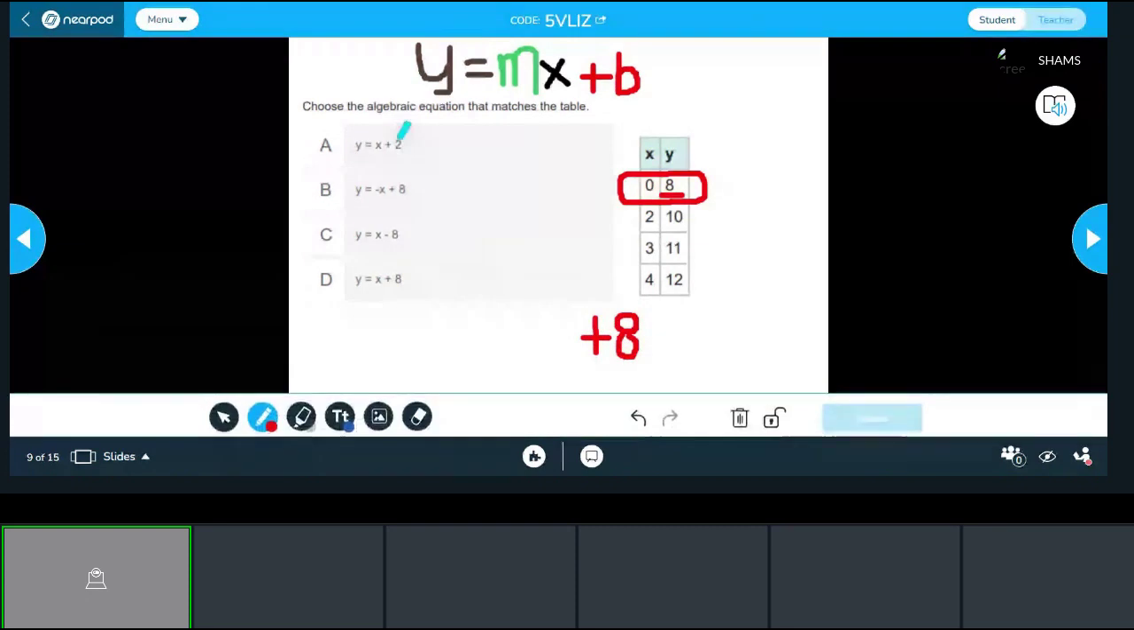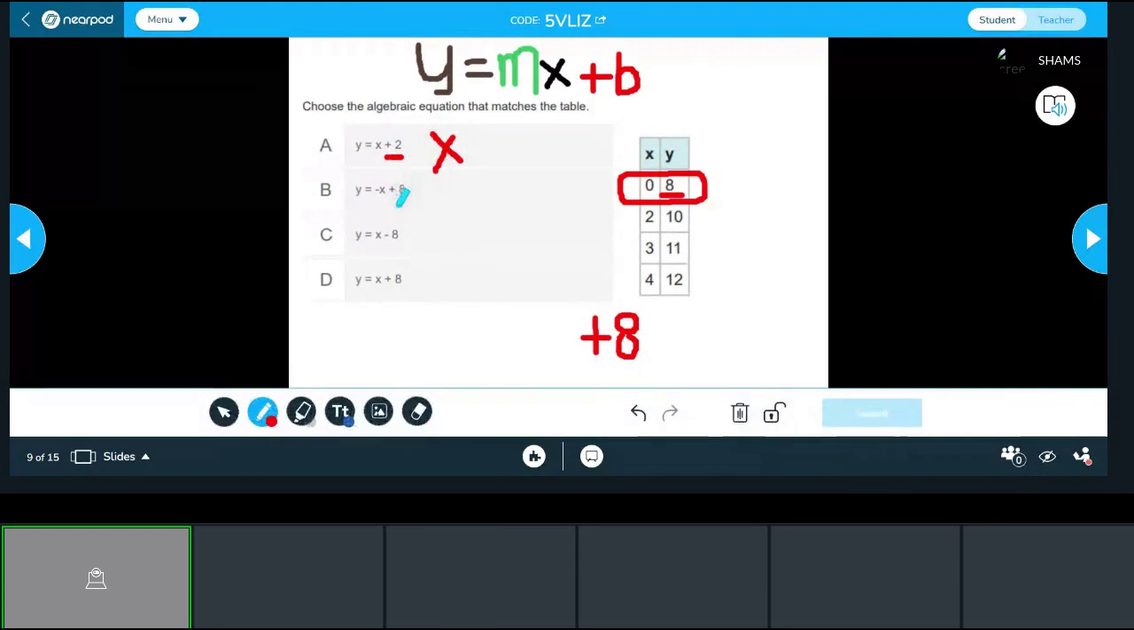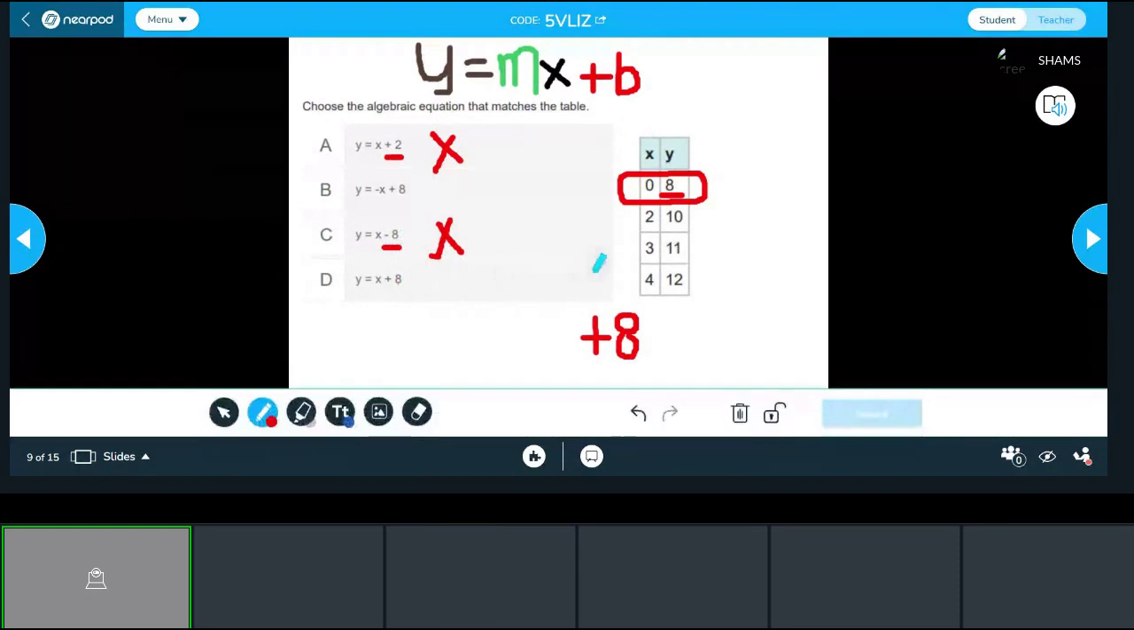So if there are some equations I'm looking at, no, not plus 2, I said positive 8. So possibly B, not C. It says -8. And possibly D can be the answer. Let's go ahead and find m.